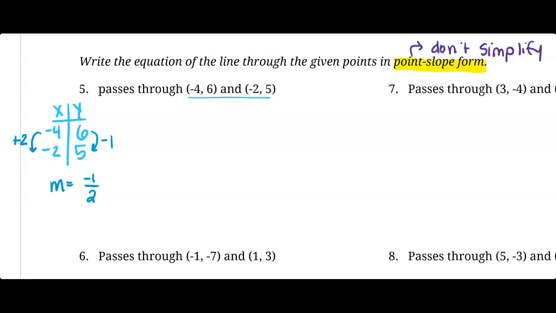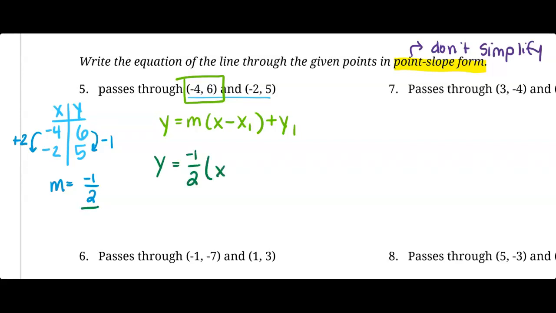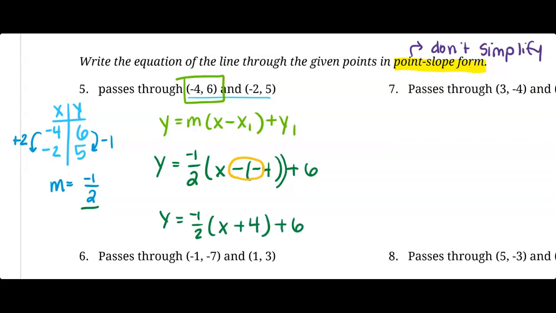From there, you can use either one of your points to plug into y equals m times x minus x1 plus y1. I'm going to use this point, so I'm just going to plug in. So I get y equals my slope of -1/2 times x minus -4 plus 6. Since I have a double negative here, I want to change it to be x plus 4 plus 6. And that is my final answer.